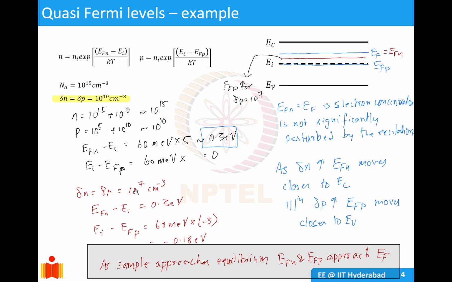Now if you take 10 raised to the power 7, then EFN will remain again 0.3, but EFP will become minus 0.1. EFP will become 0.18. So this will be your EFP for delta P equals 10 raised to the power 7.